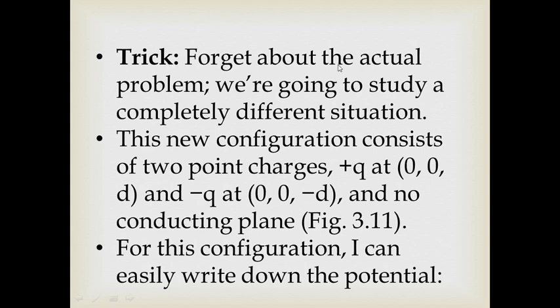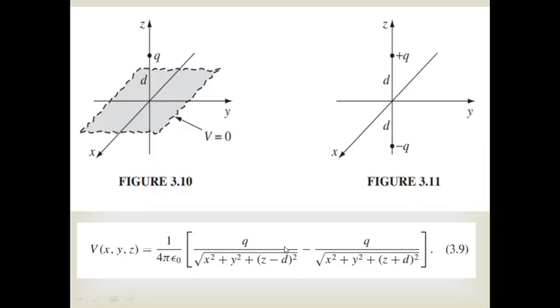So forget about the actual problem. We are going to study a completely different situation. This new configuration consists of 2 point charges, plus q at 0, 0, d and minus q at 0, 0, minus d, and no conducting plane, as shown in figure 3.11. For this configuration, I can easily write down the solution to the potential. Now, this is a different configuration we are imagining. So in this configuration, there is no conducting plane like this one.